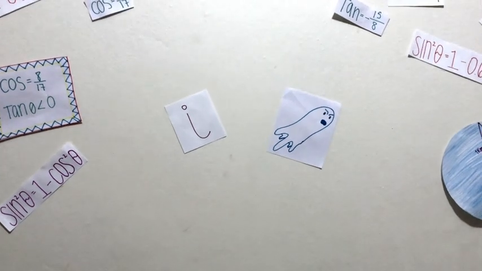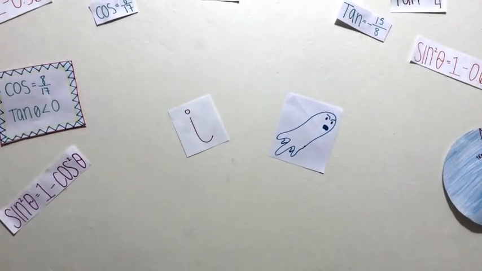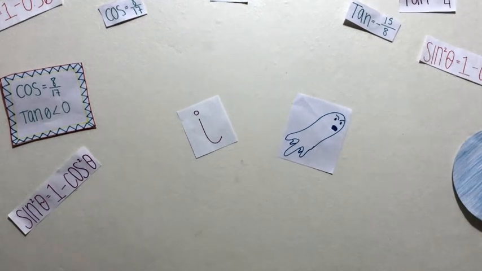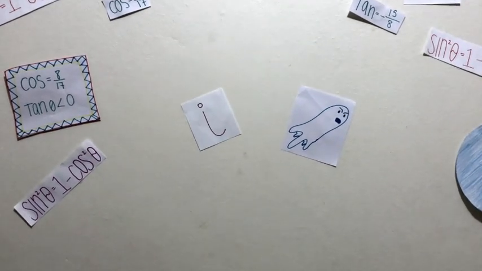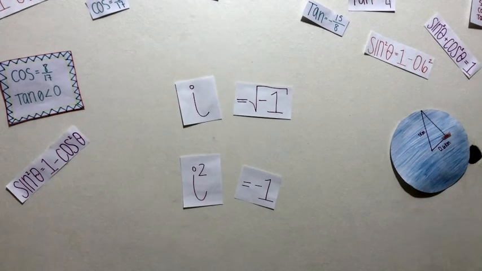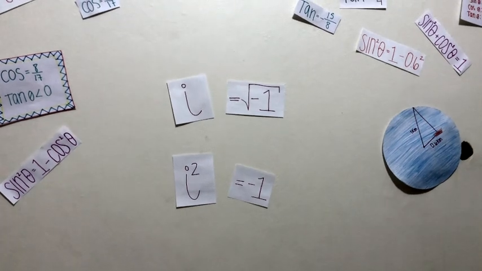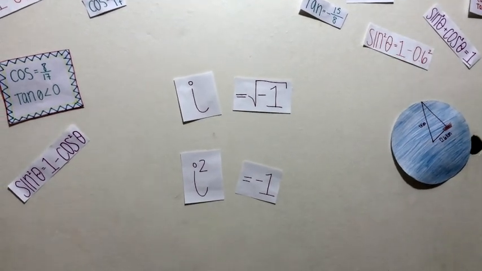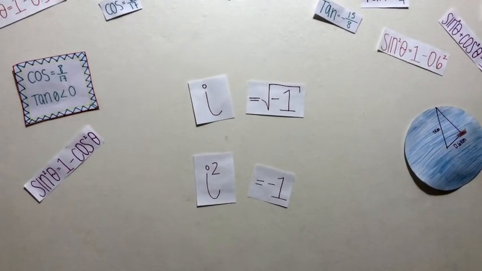What do ghosts and the unit i have in common? They're both imaginary! Since there is no real number x that can be squared to produce -1, mathematicians created the imaginary unit i.